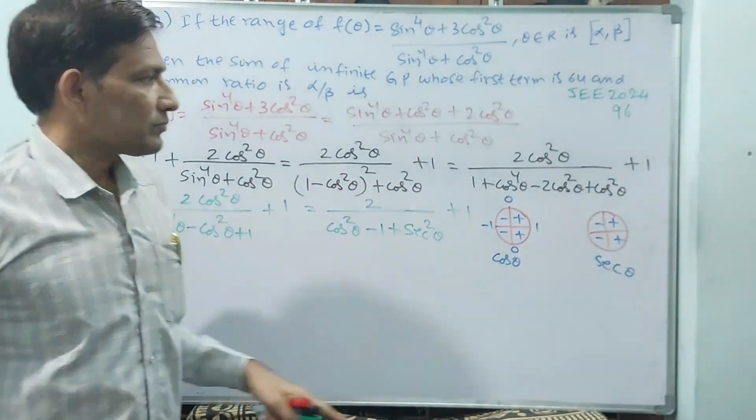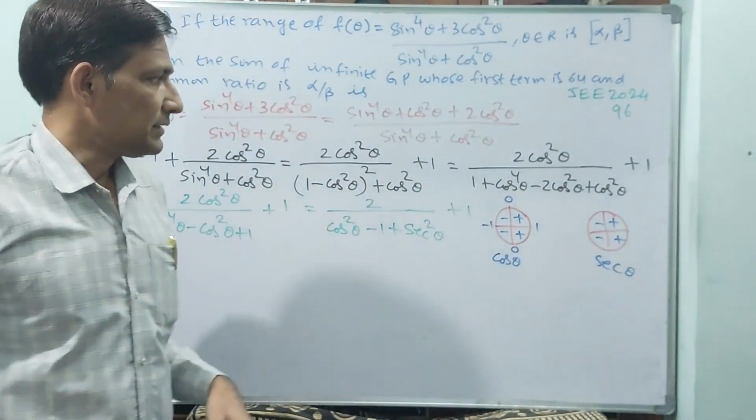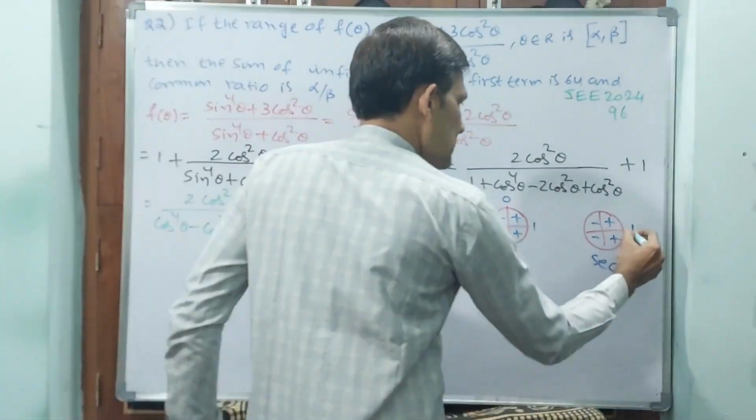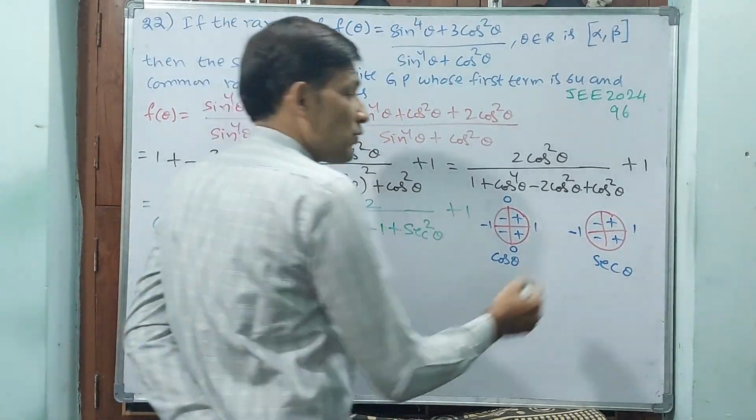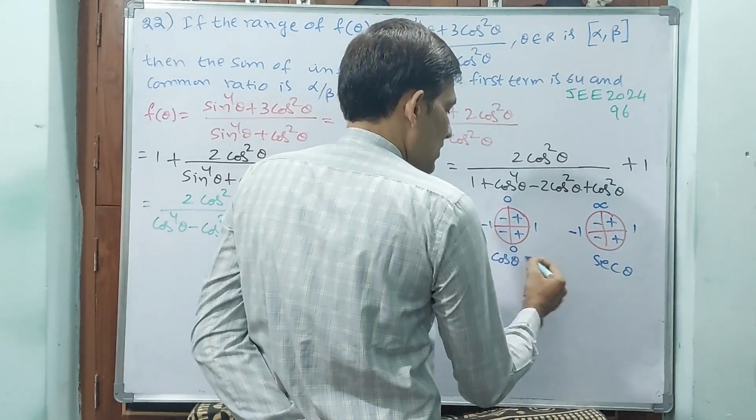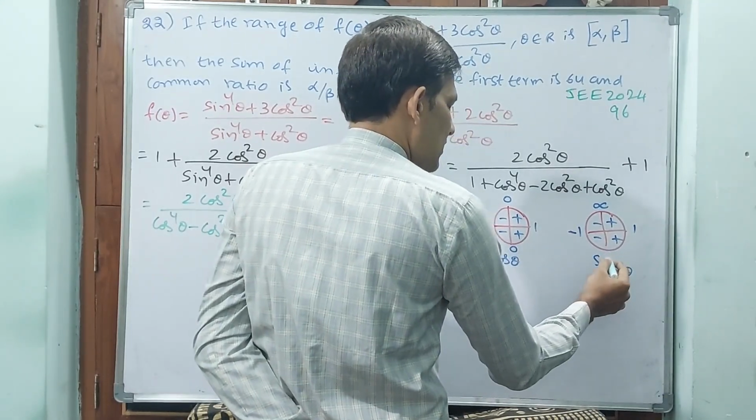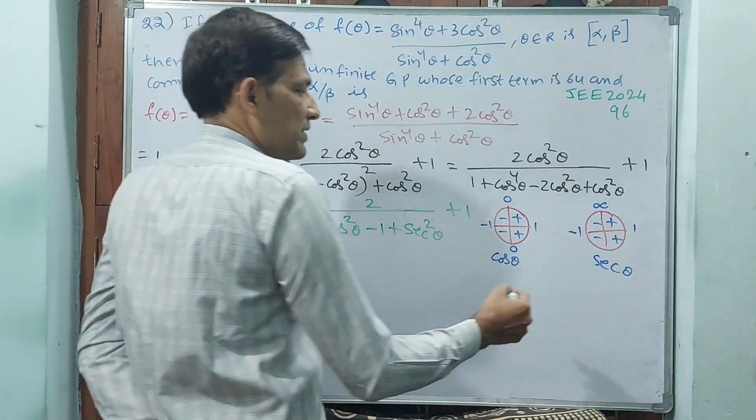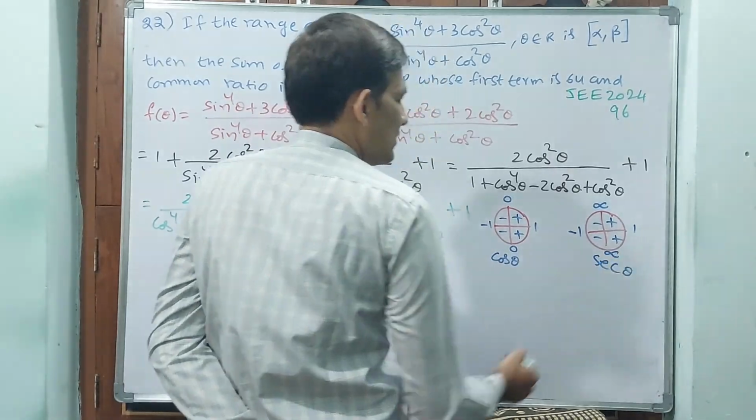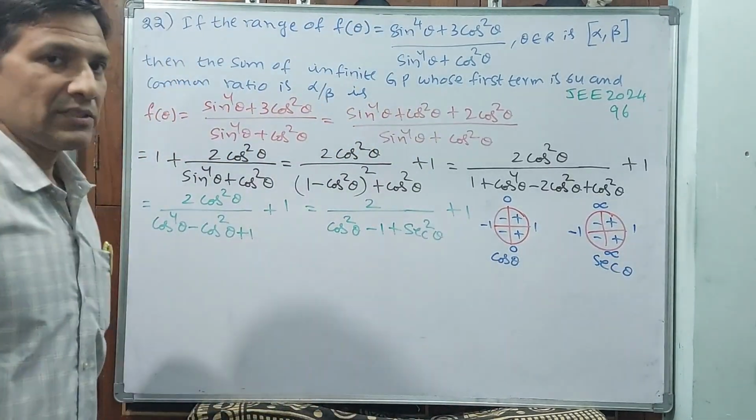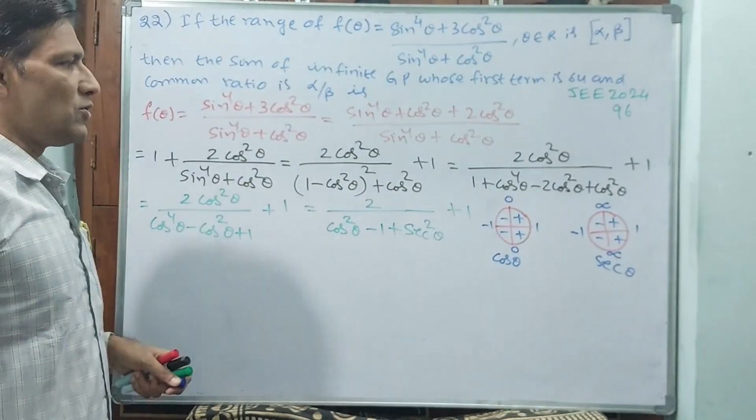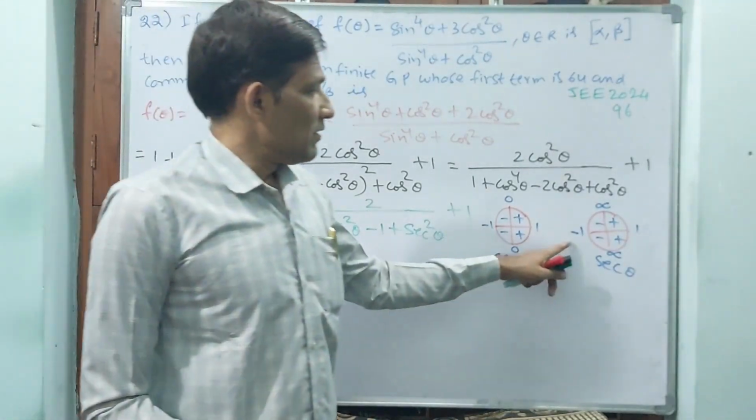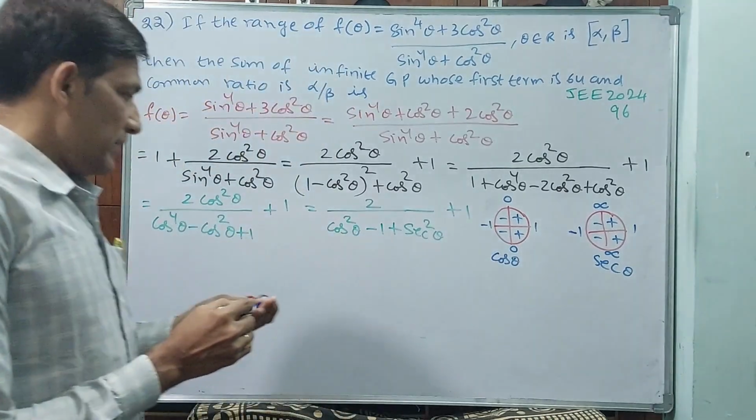Wait. What is secant theta? 1 by 1 is 1, minus 1 by 1 is minus 1, 1 by 0 is infinity, again 1 by 0 is infinity. 1 by cos theta is your secant theta. See here, minus 1, 1 will come, but here infinity is going to come.